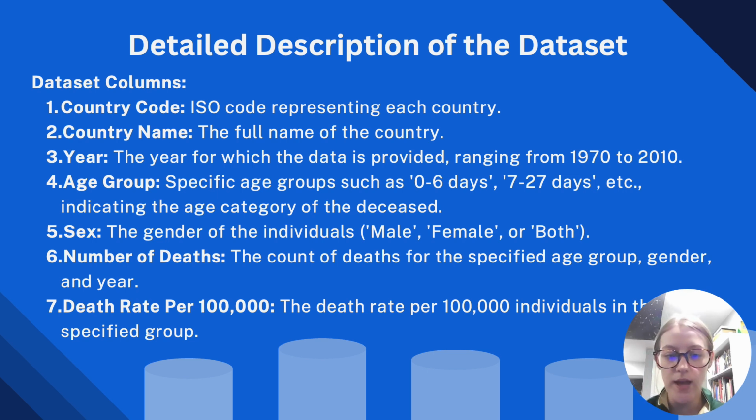For our fifth column, we have sex, which is the gender of the individuals, which will be male, female, or both. For our sixth column, we have number of deaths, which is the count of deaths for the specified age group, gender, and year. And for our seventh column, we have the death rate per 100,000 individuals in each of our specified groups.